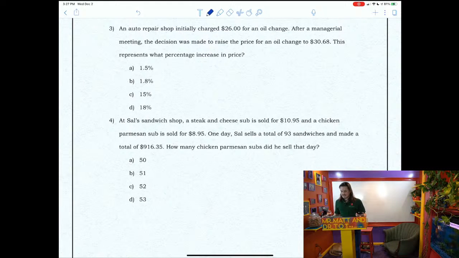Number 3 asks, an auto repair shop initially charged $26 for an oil change. After a managerial meeting, the decision was made to raise the price for an oil change to $30.68. This represents what percentage increase in price?